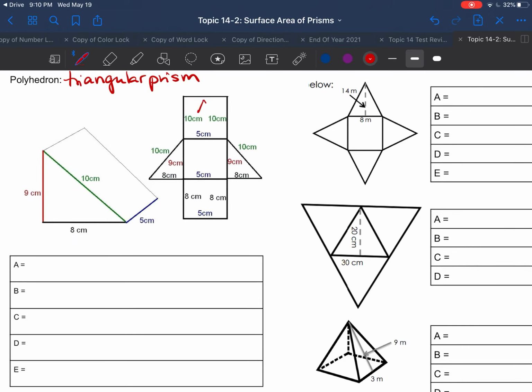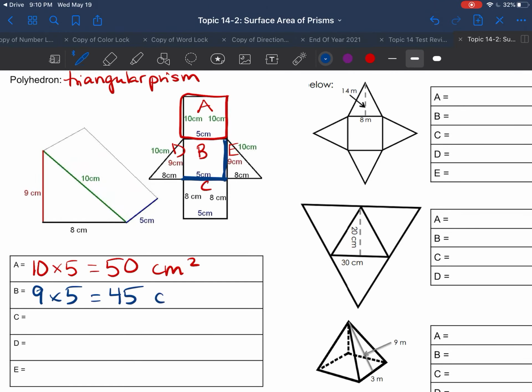So I'm going to start A, B, C, D, and E. So what will we multiply to find the area of A? We would multiply 10 times 5, and we would get 50 centimeters squared. What will we multiply to get the area of B? 9 times 5 to get 45 centimeters squared. What about C? What will we multiply to get the area of C? Well, C is 8 times 5.